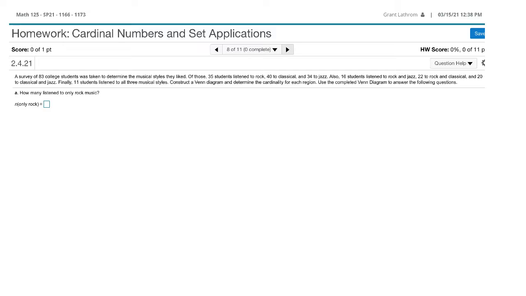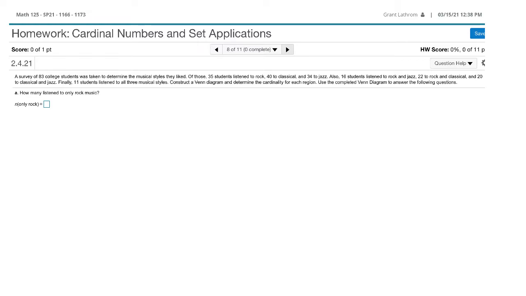So what we have in this problem is that a survey was done, and in this survey we really have 3 different types of music that students are asked about. They are asked about classical music, they are asked about jazz, and they are asked about rock. And we're given information about the cardinalities of each of those sets. And then we are asked to find the cardinality of a particular subset of that group.